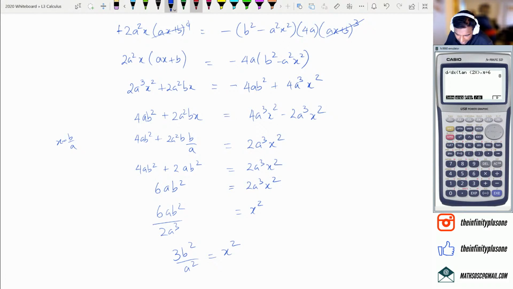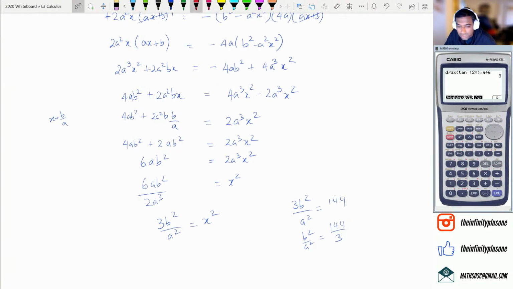You could sub in x equals 12. Yeah, but that's just going to give me 3b squared over a squared equals 144. And then b squared over a squared equals 144 over 3, which is, I don't know, my head is not working, 48.